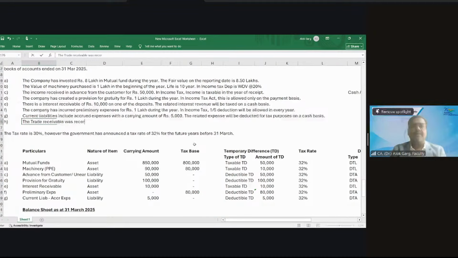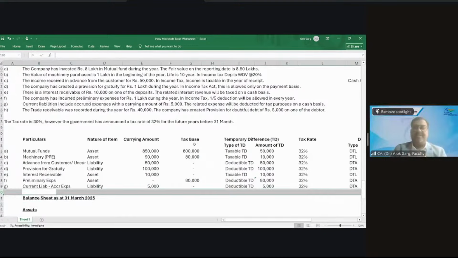The trade receivable was recorded during the year for rupees 40,000. The company has created a provision for doubtful debt of rupees 5,000 on one of the debtors, right?